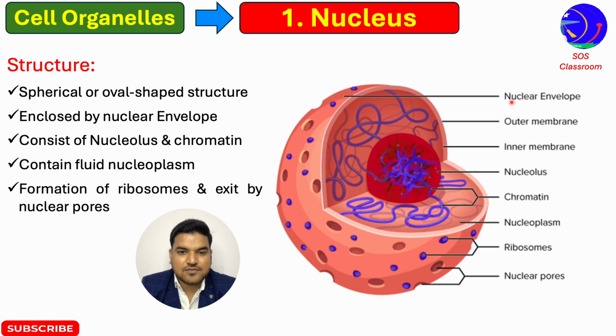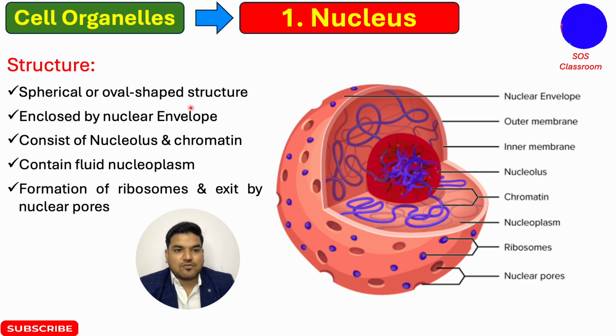You can see this is the nuclear envelope. The nuclear envelope is made of two membranes. Number one, the outer membrane is attached to the cytoplasm. The inner membrane is attached to the nucleoplasm. This is the nucleus, this is the nucleolus, this is the chromatin or genetic material, and this is the nucleoplasm, gel-like fluid, this is the ribosomes, and these are the nuclear pores or openings.